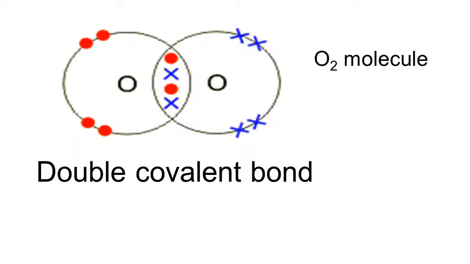Okay, so that's a look at covalent bonding. We've done ionic bonding, we've done covalent bonding now, and the only one we haven't done so far is called metallic bonding, and we'll have a look at that in more detail later on.